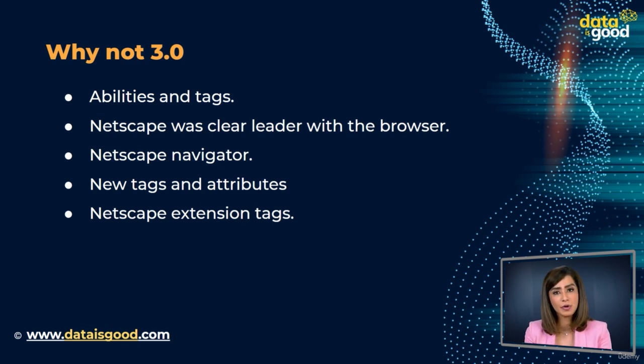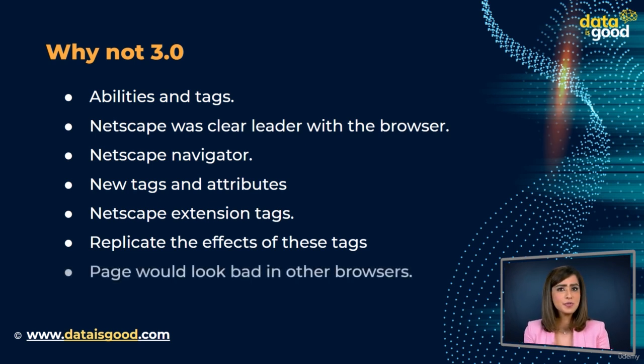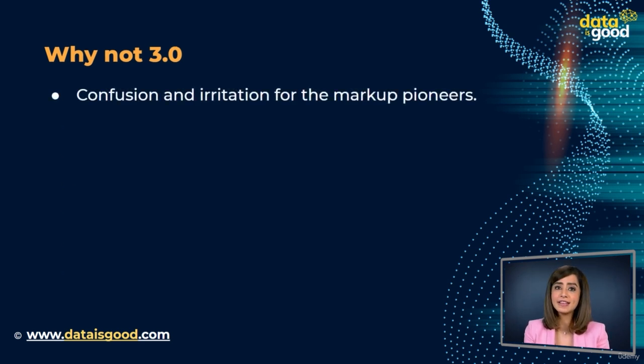This caused big problems as other browsers tried to replicate the effects of these tags so as not to be left behind, but could not get their browsers to display things the same way. This meant that if you designed a page with Netscape ETs, the page would look bad in other browsers. This caused confusion and irritation for the markup pioneers.